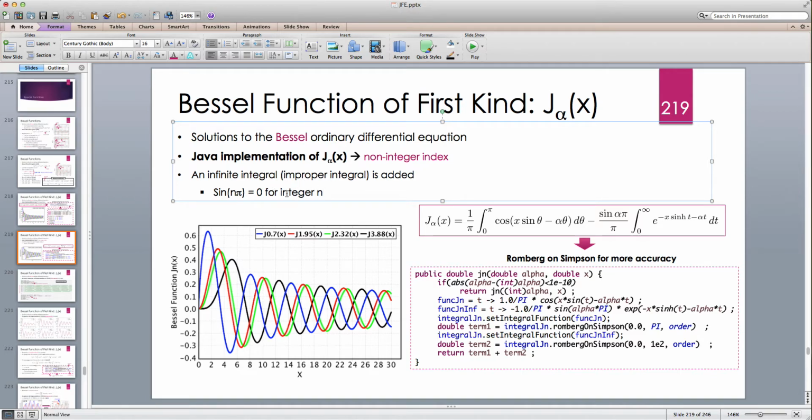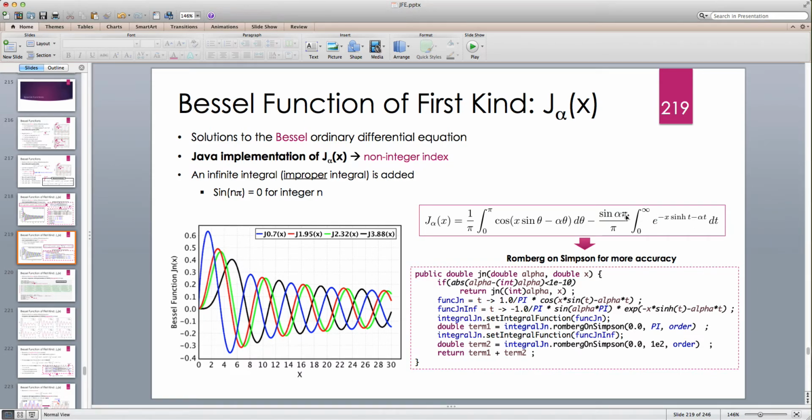And what happens here is that we still end up with that part of the integration, which is from 0 to pi, 1 over pi cosine of x sine of t minus alpha t dt. But then there's another term, and unfortunately the other term is an infinite integral, or as we call it, an improper integral. An improper integral is basically an integral in which one or both bounds are infinity. The way we define it is from 0 to some number a, and then we take the limit as a goes to infinity. If that limit exists, then we say that this improper integral exists.